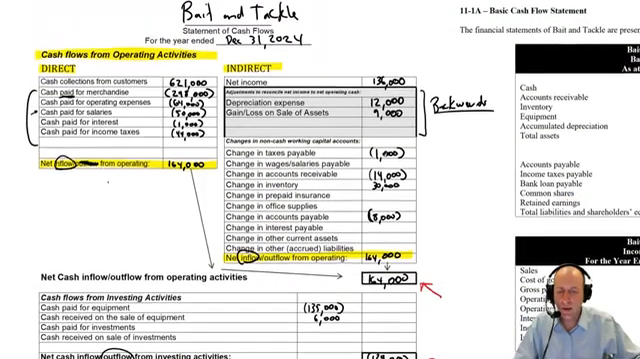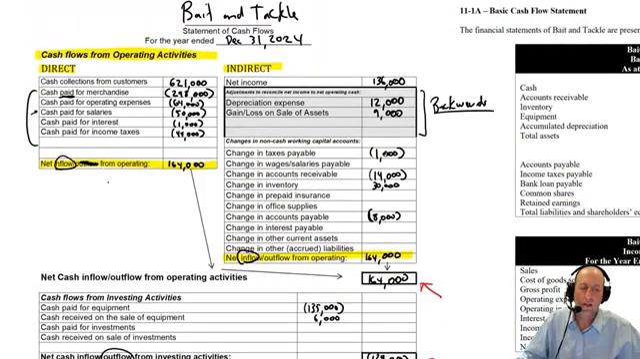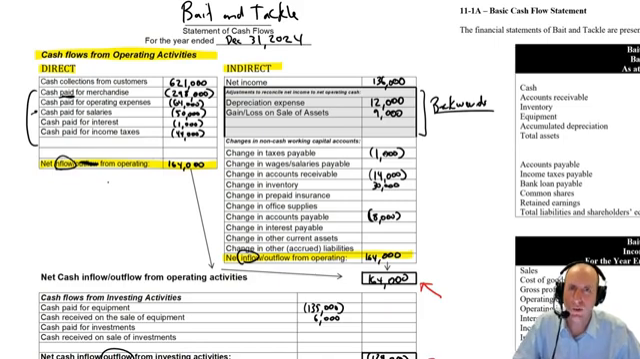Okay, we've completed the statement of cash flows for bait and tackle. Statement of cash flow is not an easy topic, but I think we're on the right step.